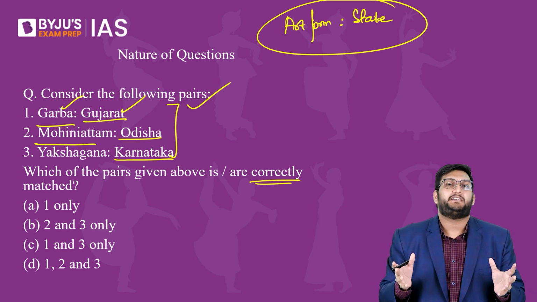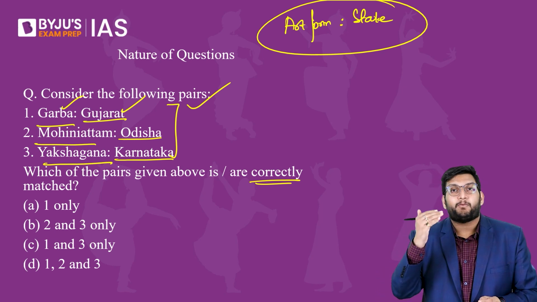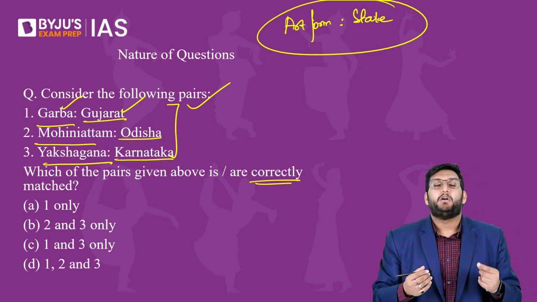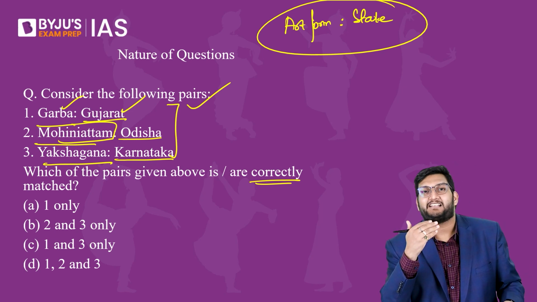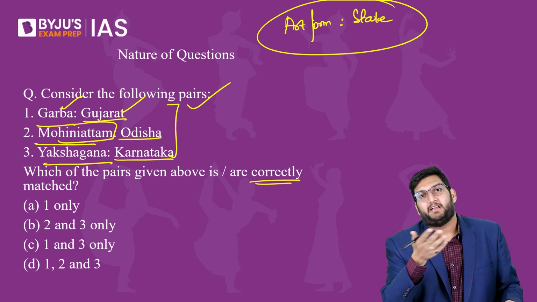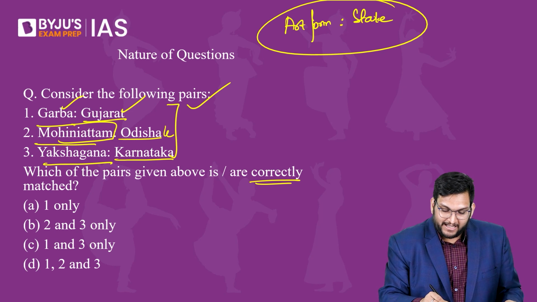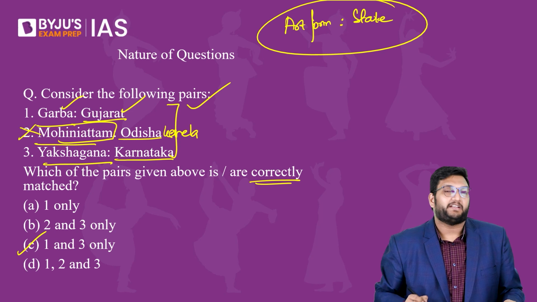In our popular culture, it is there. Yakshagana is from Karnataka. Yes, again true. But the biggest catch is Mohiniyattam does not come from Odisha. The classical dance of Odisha is Odissi. It can't be any easier. It should be Kerala. So statement 2 is incorrect, and the answer becomes 1 and 3 only.